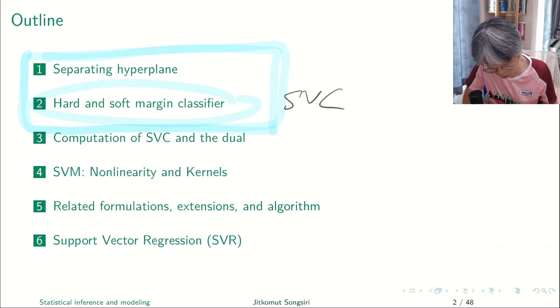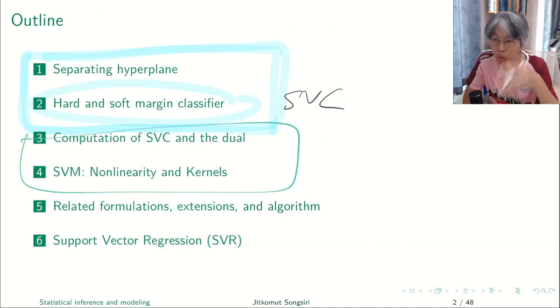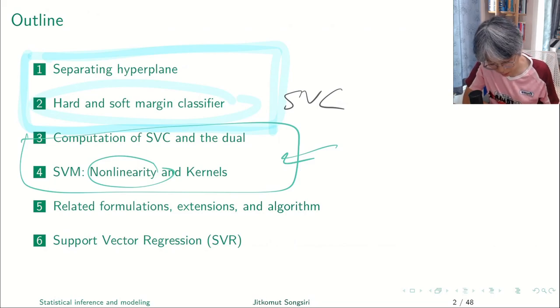In the next video clip, on how to estimate the parameters of those classifiers, we're going to use the duality theory, which means we're going to explain the dual problem of SVM and give you the KKT or the optimality conditions, and how to extend or give nonlinearity to the classifier, and that's what we call SVM.